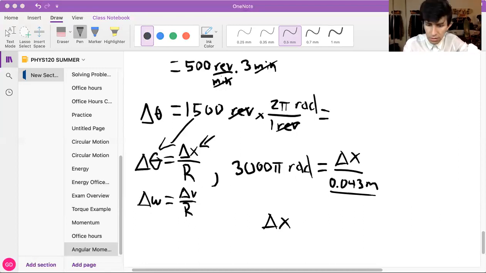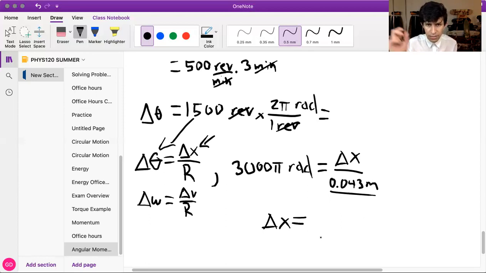So 3,000 times pi times 0.043 meters. That will give me an answer of, and see, the reason why I had to convert from revs to radians is because if we did all of this, our final answer would still be in revs times meters, but because radians is implicit with meters, it's part of the same system, then our answer is just in meters. Like radians is just hiding behind there. So it's part of the same system. So it's going to give us the right answer.